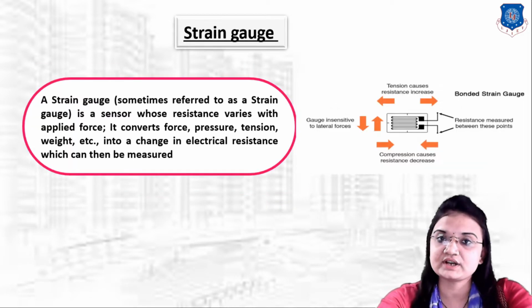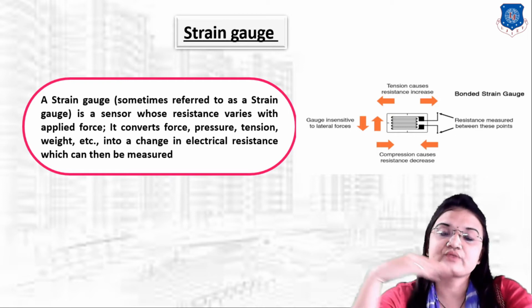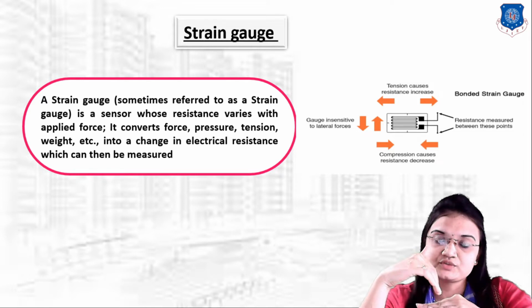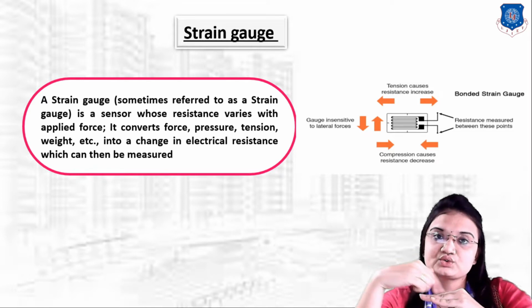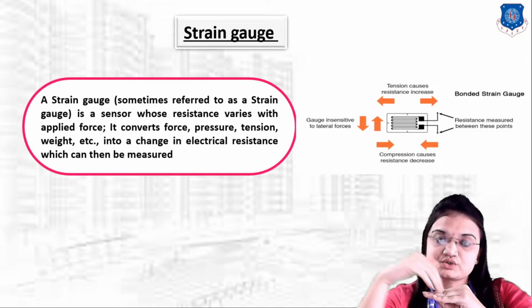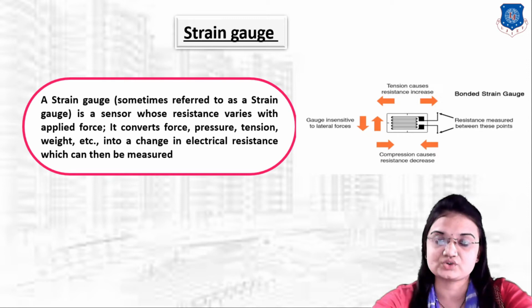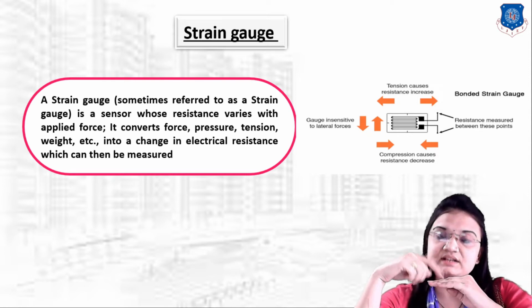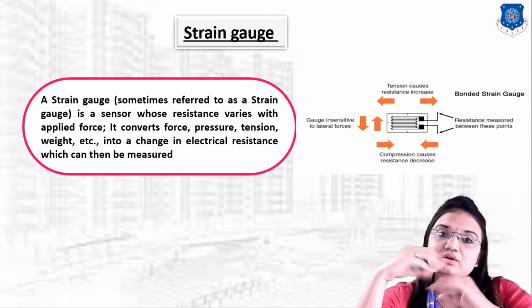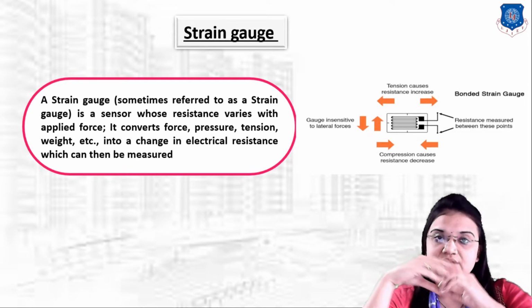A strain gauge is generally used to measure strain. A strain gauge is a sensor whose resistance varies with the applied force. When we apply force on any object, the strain gauge is attached to this object, so the resistance of the strain gauge connected to the object will change. So indirectly, by measuring the resistance of the strain gauge, we can easily find out the data of the strain, force, pressure and tension.